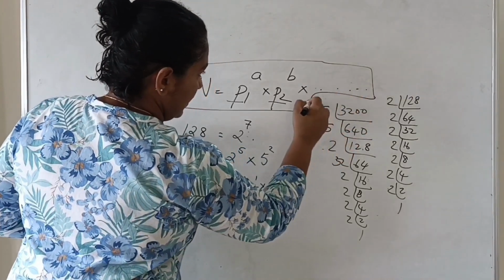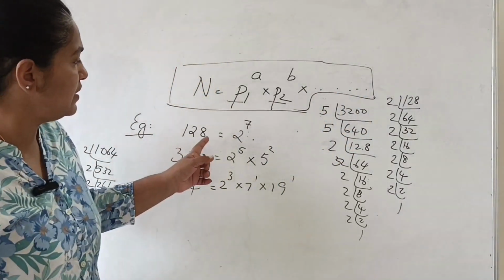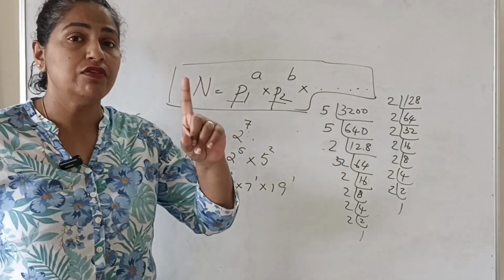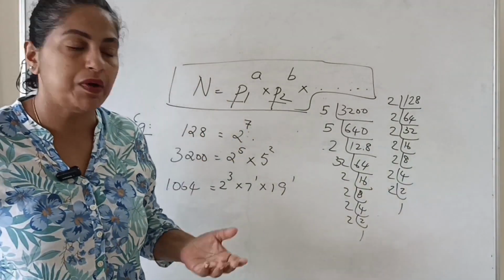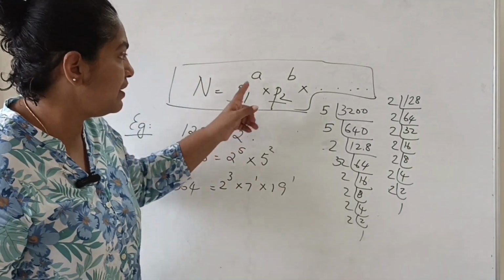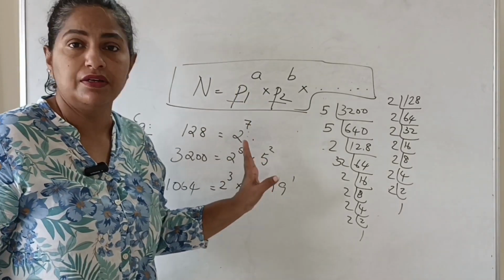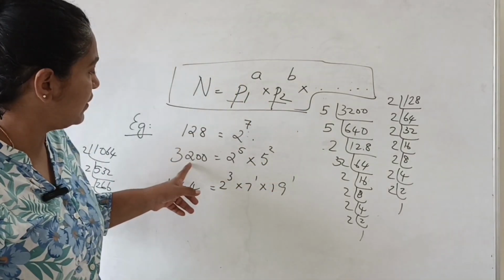Okay. It goes on. And these are a few examples. 128 can be represented with only one prime number, which is 2 raised to the power of 7. So there is only p1 and a in this particular number. Let us look at 3200.